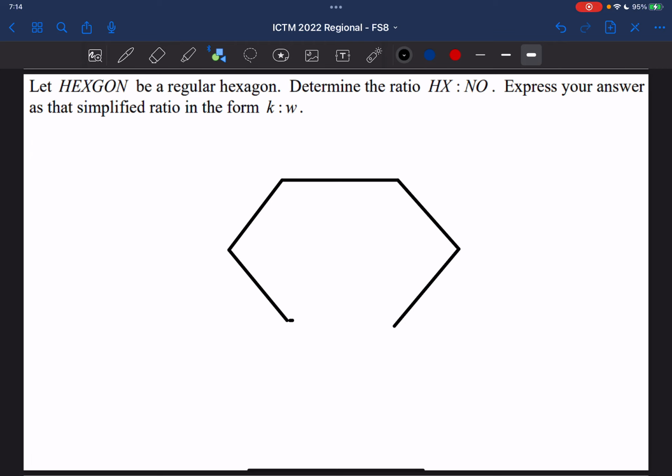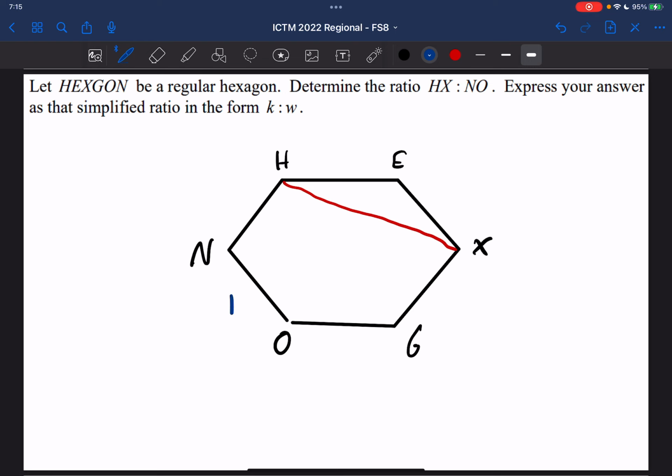All right, not great, not terrible. Now let's label this HEXGON. So what we want is the ratio of HX, which is right here, to NO. Now NO is one of the sides of this hexagon. So to make this easy, let's make them all 1.